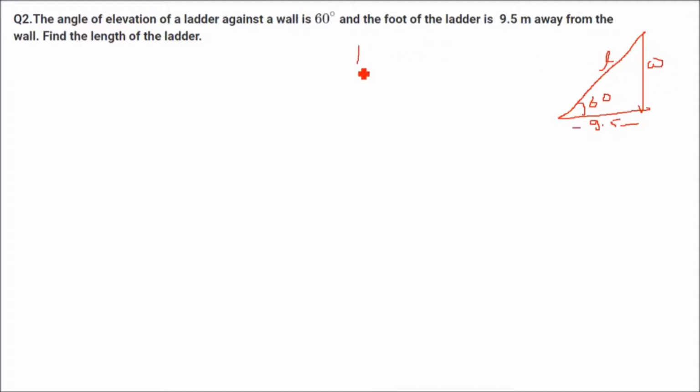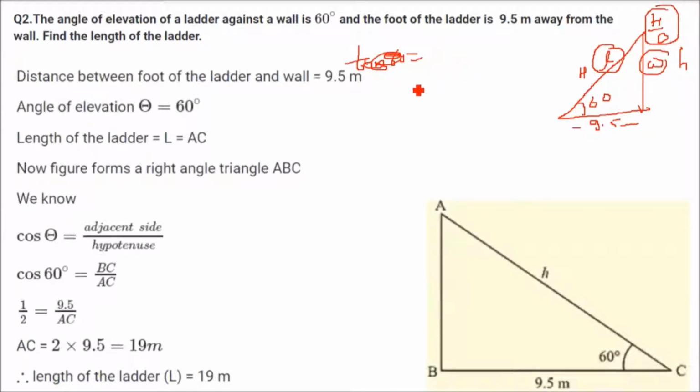So again what are we going to use? We could use tan 60, but here the things change. We have to find the length of the ladder. See, this is your hypotenuse and this is your base. For hypotenuse and base, what trigonometric ratio can we use? We can use cos. So cos 60 is base upon hypotenuse, that is 9.5 by hypotenuse, the length of the ladder. Let us take it as L.